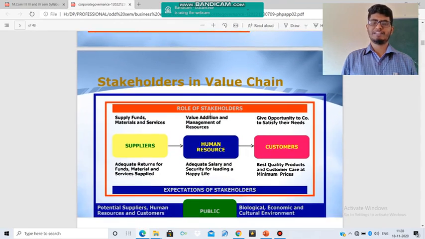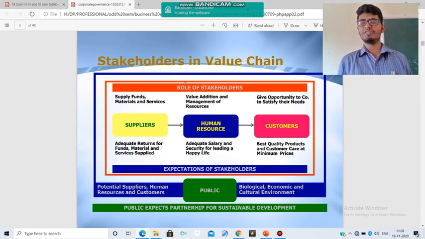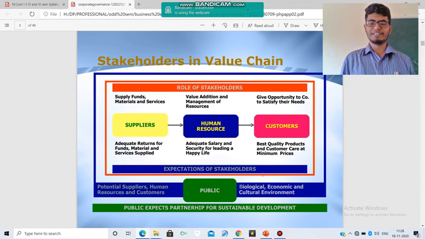Let's understand. Here are the stakeholders in the value chain. What is a value chain? It is the process of transforming ideas into reality. Here are the upside aspects, which are treated as the role of the stakeholders. Here are the downside aspects, which are treated as the expectations of the stakeholders. One important stakeholder is the suppliers. Their role is to supply the funds, materials and services.